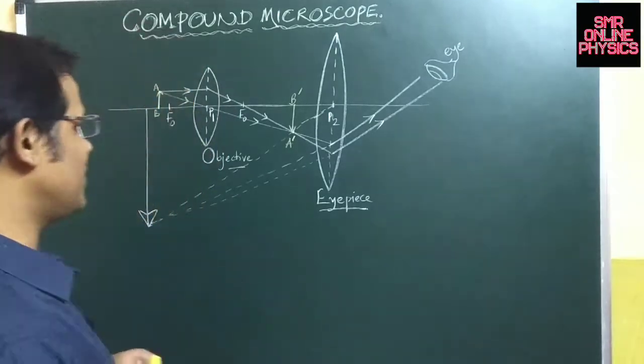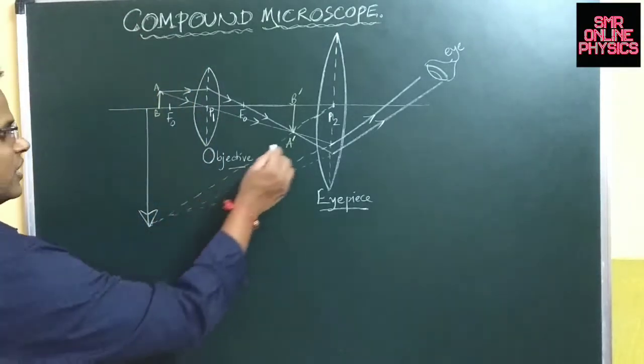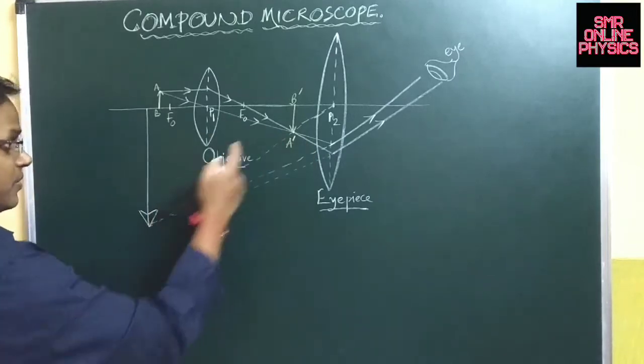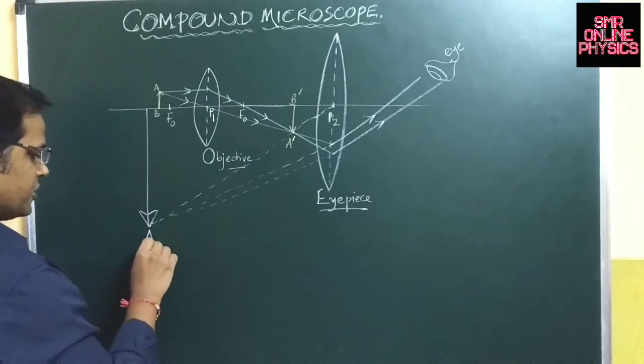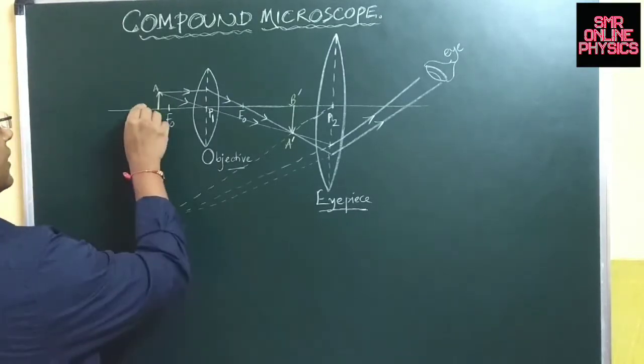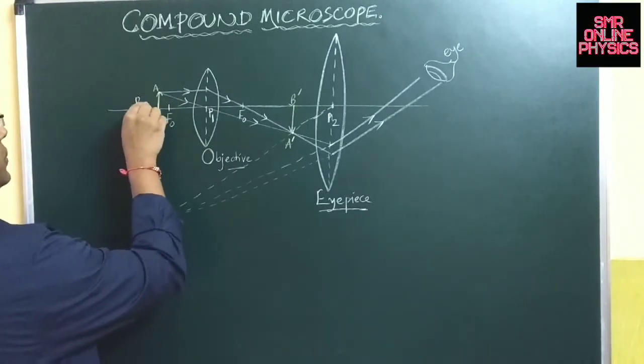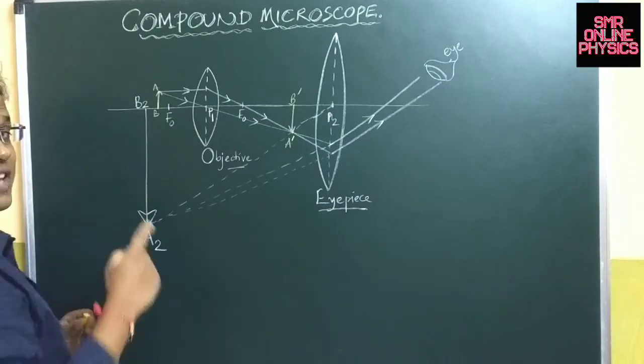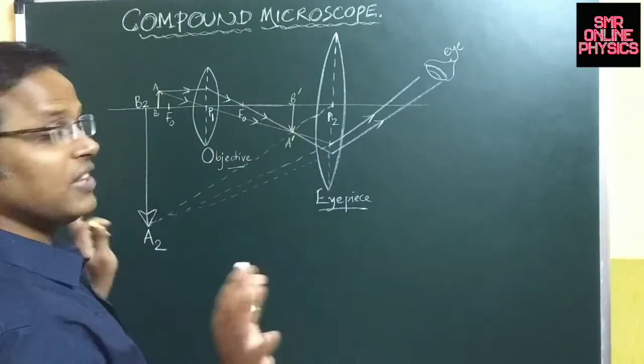Please get the nature of the image very, very clear. So I should call this A dash. So I will call it A2. No more double dashes. And let us call this B2. So this is your final image, my dear. That's it. Everything is clear?